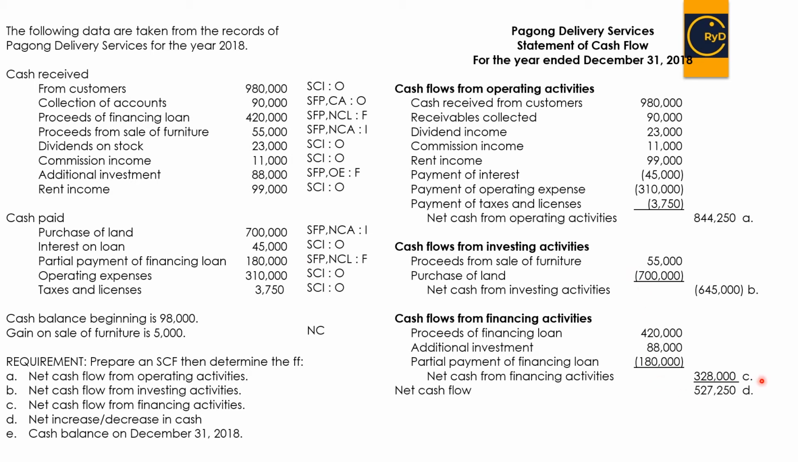328,000. So if we sum this up, class, our net cash flow is 527,250. And then we add our cash beginning at 98,000. So our cash end is at 625,250. So once we can already create our statement of cash flow, then we can also complete in answering all the requirements A, B, C, D, and E.